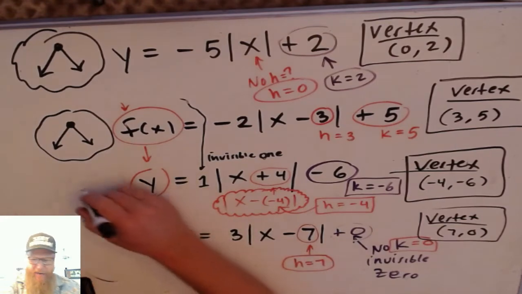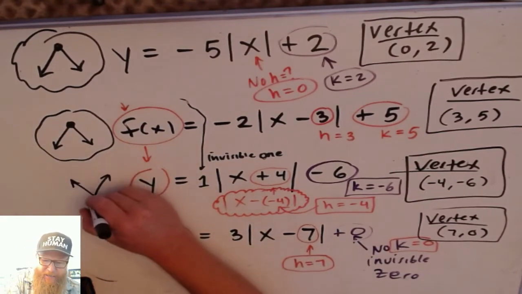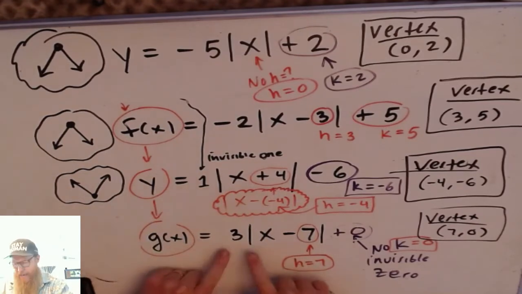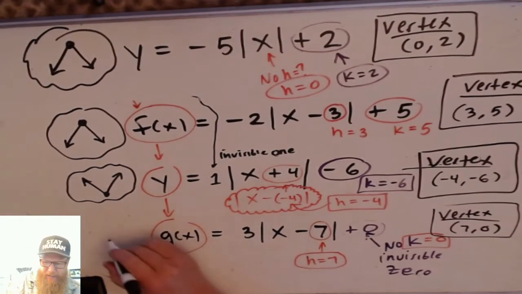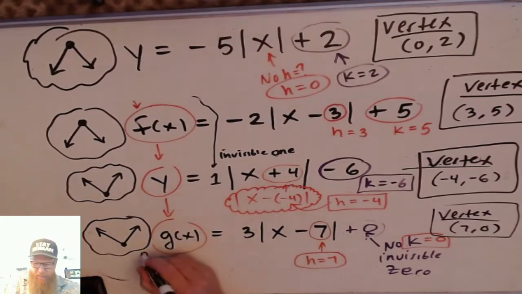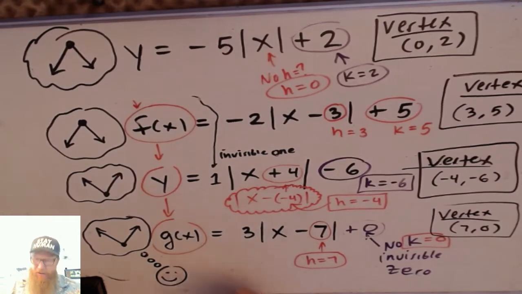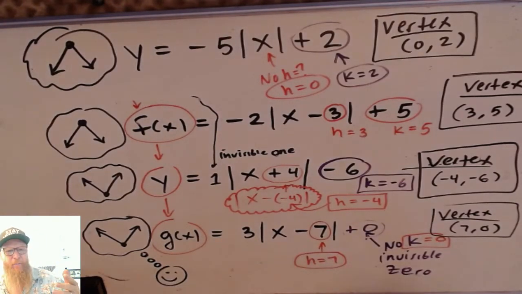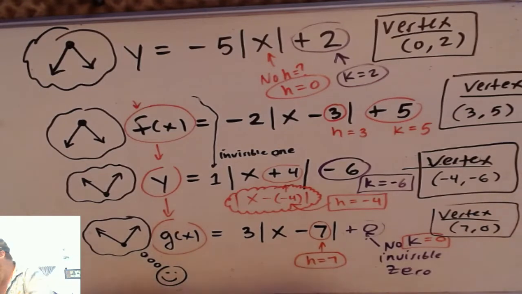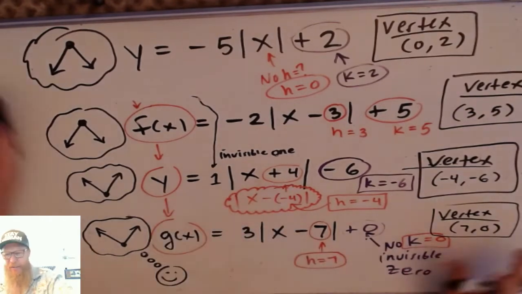This one would be a right side up V. Because the scalar is 1. And this one would also be a right side up absolute value. So just keep that in mind, because you know at some point we're going to break out the graphing board and do some graphing. Okay. So after we find the vertex, the next thing we want to do is find the intercepts.